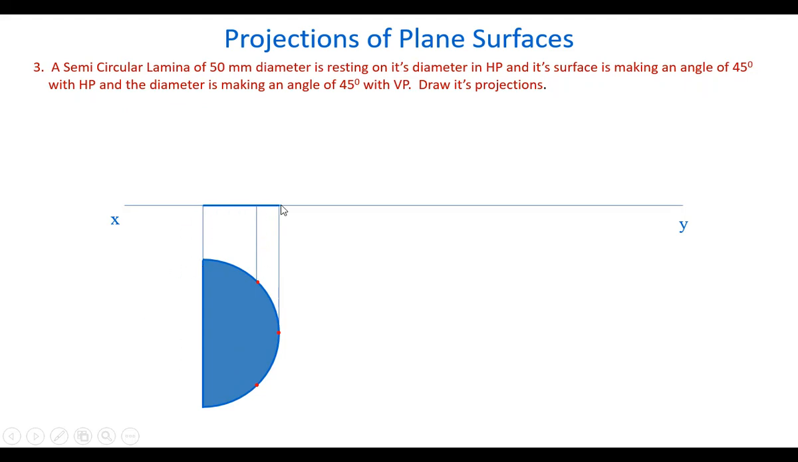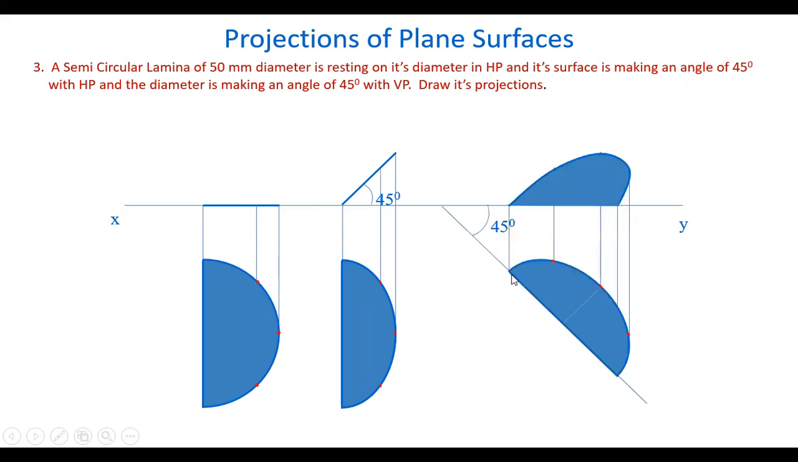Its front view appears like this, and the surface angle is shown here, 45 degrees angle with HP, and this is the diameter. This diameter is making an angle of 45 with VP. So this diameter is now taken at 45 degrees angle to VP, and the front view appears like this. So this is the top view, and here is the front view. Like this, we will be getting the projections. So the semicircle is seen like this in the front view and like this in the top view.